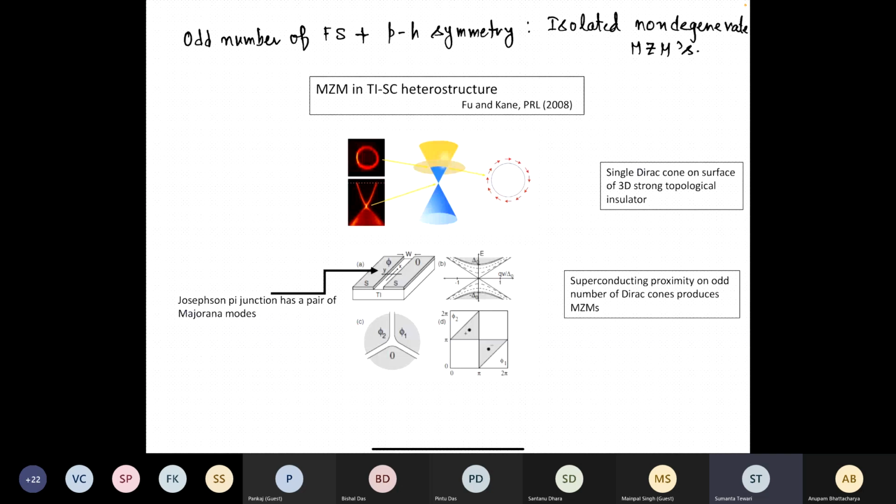Not quite spinlessness. Spinlessness is one way to get a single Fermi surface or an odd number of Fermi surfaces. So the requirements are really an odd number of Fermi surfaces, or a single Fermi surface in the simplest case, plus superconductivity. Particle-hole symmetry is a consequence of superconductivity. That should give you isolated non-degenerate Majorana zero modes.